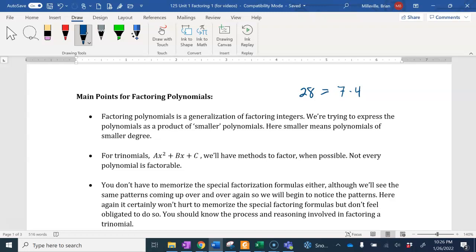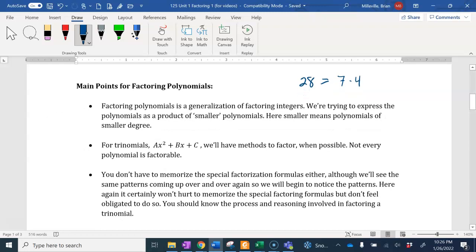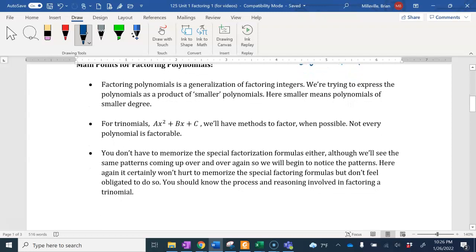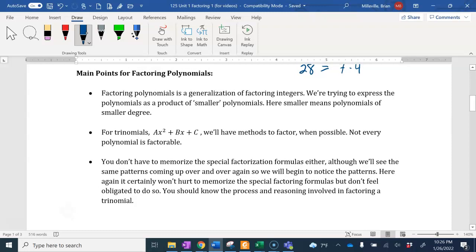Alright, now we're going to be spending a lot of this section dealing with factoring trinomials. Alright, and we'll get to that in another video. There are some special factoring formulas also. We don't have to memorize them, but some of them will come up over and over again. In particular, the difference of squares formula, which might be worth memorizing. All right, but the processes for factoring trinomials and in general for polynomials is what's important.